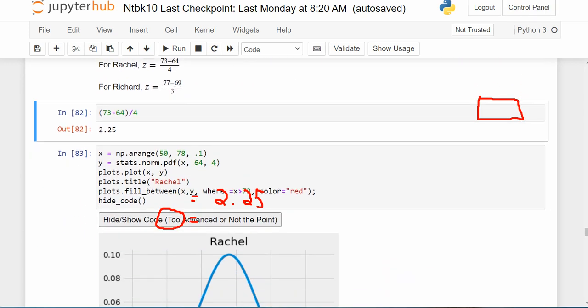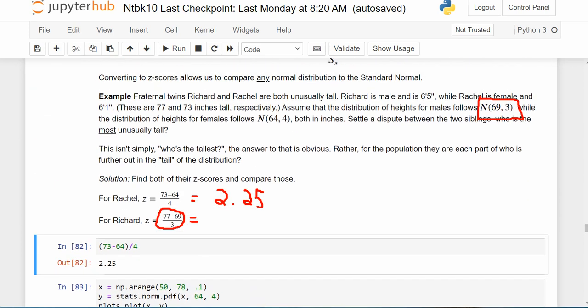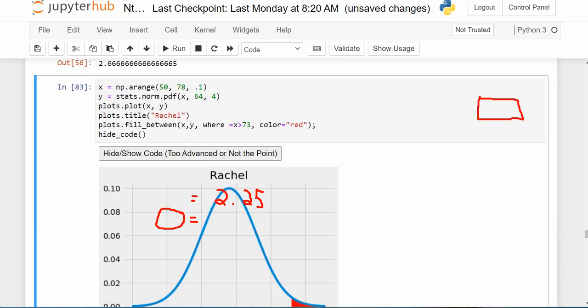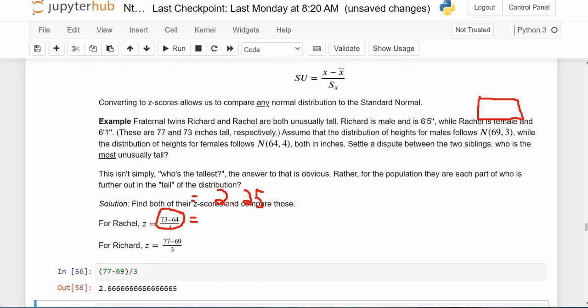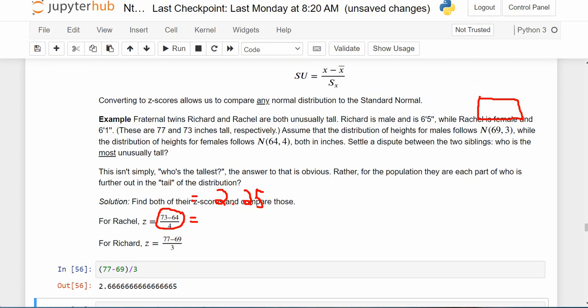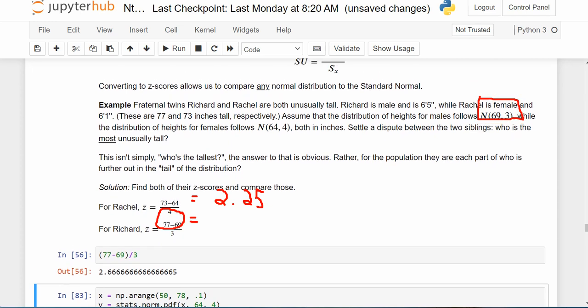you can see the code, I'm sorry. Well, there isn't code down there, so I'm going to change this code. I'm going to change it to evaluate to what we needed, 77 minus 69 divided by 3. And it turns out, sorry, I can't get this back exactly where I want it. So it turns out that Richard's z-score is about 2.67.